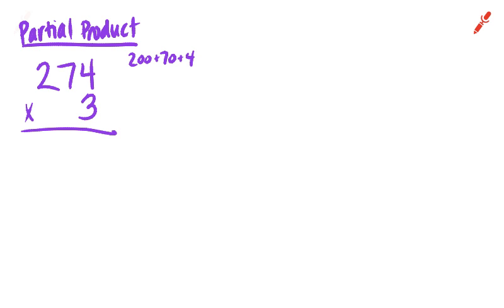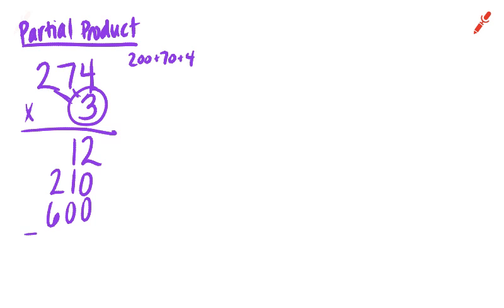Okay, so you're going to take the number that you're multiplying by, the 1-digit number, and that's what you're going to do. You're going to multiply it by the 4, by the 70, and by the 200. Okay, so 3 times 4, everybody, is? A little more excitement, please. 12. Thank you. 3 times 70. 210. And then 3 times 200 is 600, right? 3 times 2 is 6 with 2 zeros.